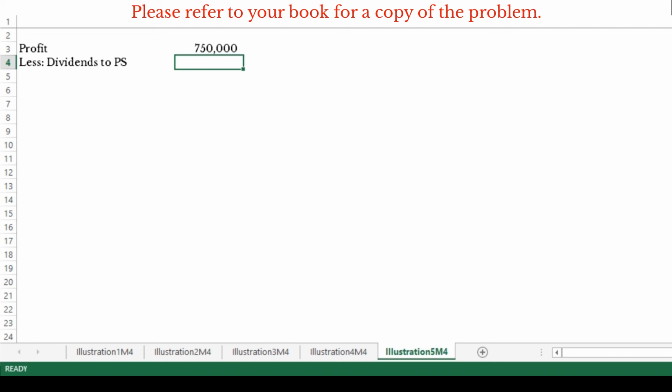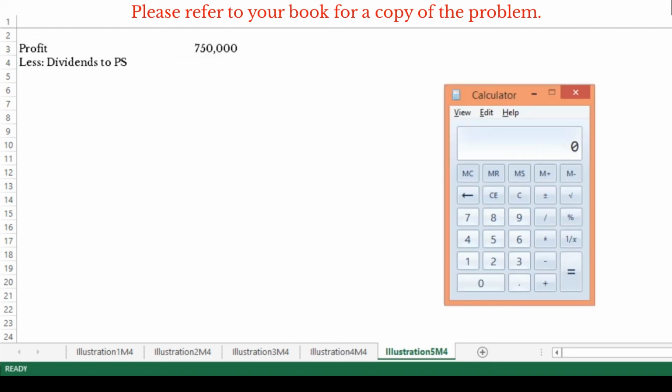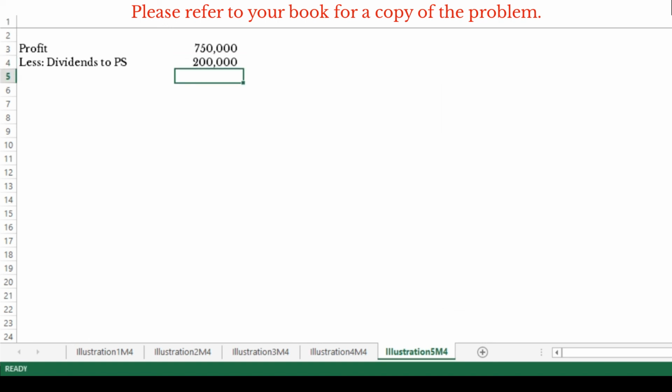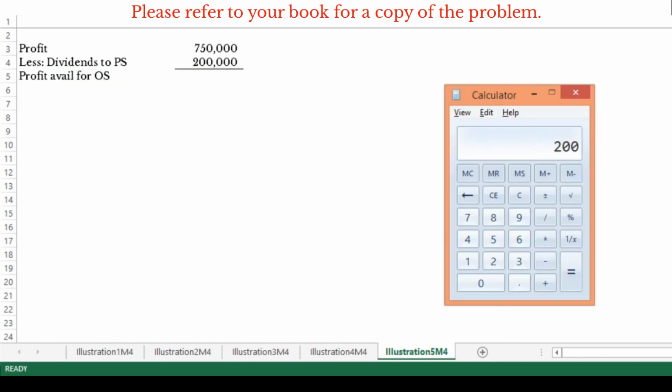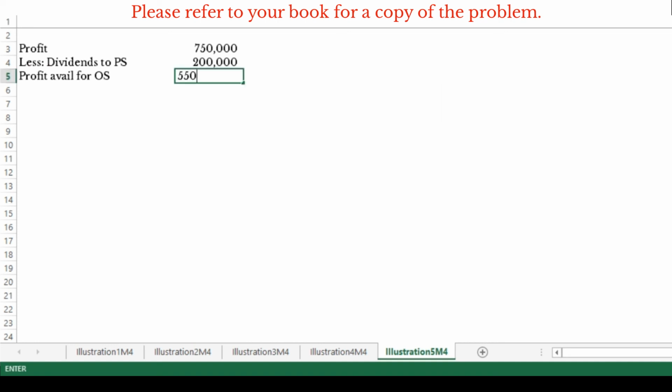Pero kung halimbawa pong non-cumulative, ima-minus lang natin siya if declared. So, let's compute for our dividends. So, we have 2 million times 0.10. So, that is 200,000. So, after that, pag-minusin lang natin yung dalawang yan to get the profit available for ordinary shares. So, ito lang yung pwede natin ibigay sa ordinary shares. So, 750 minus 200. So, that's 550.